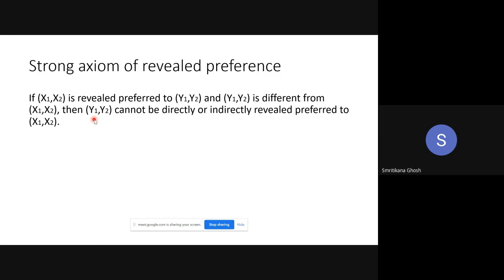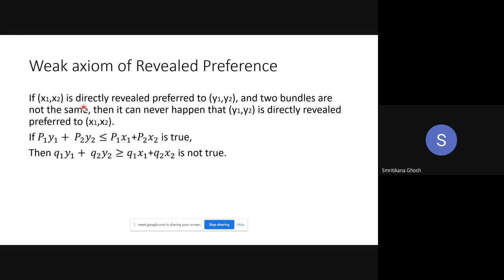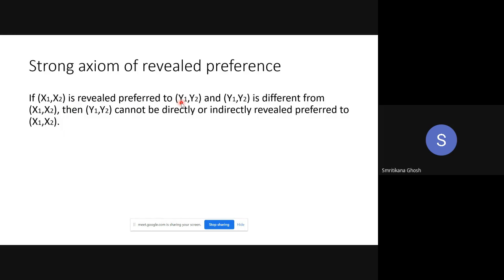Revealed preferred is a bigger set. Under revealed preference, there is direct revealed preference and indirect revealed preference. In the weak axiom, we are only concerned about directly revealed preferred. But in case of strong axiom, it is revealed preferred, the broader one. That is why it is called strong axiom. This axiom is also there, but it is not in our UGC levels.